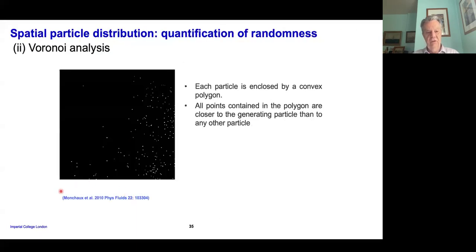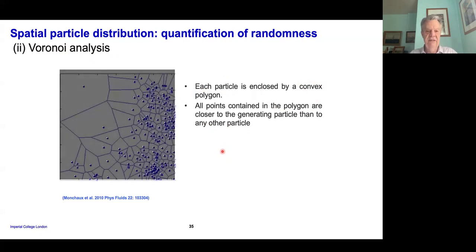As a consequence, you don't really know what the right size of the cell should be. So there was this group in France that suggested using the Voronoi analysis, and I will demonstrate what it does. You have this image of particles, and you apply Voronoi analysis, which effectively puts a convex polygon around each particle, and all the points inside this polygon are closer to the single particle that is surrounded than any other particle on your image.